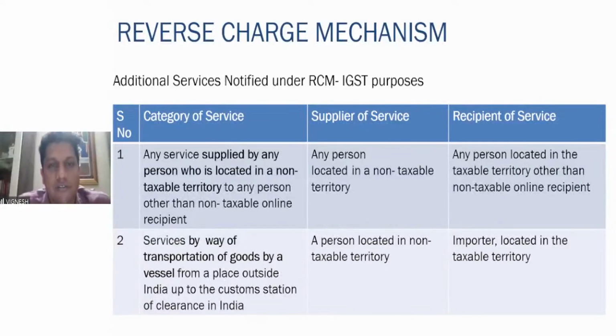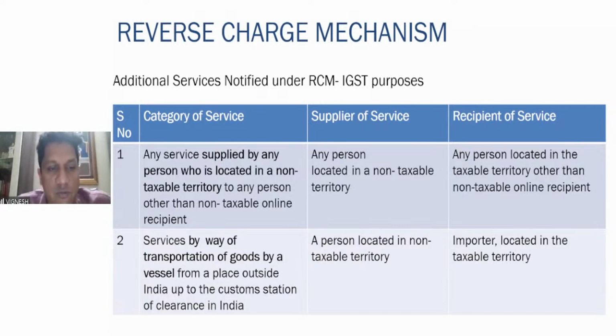There are additional services notified under RCM. Service supplied by any person who is located in non-taxable territory to any person other than a non-taxable online recipient. In that particular situation, the supplier is located in non-taxable territory. The recipient is located in taxable territory, but he is not a non-taxable online recipient. So therefore, for this purpose only, we got the definition. We understood the definition. So here, it is like an import of service where service is provided by a person who is located outside the taxable territory to any person other than a non-taxable online recipient. Right? This also will come under reverse charge.